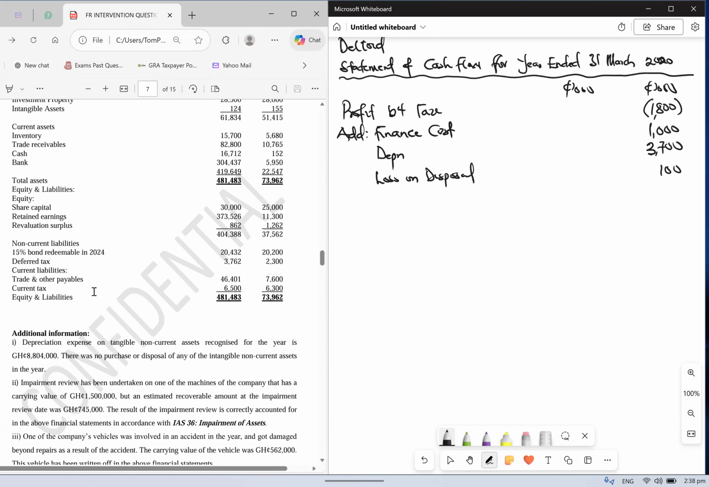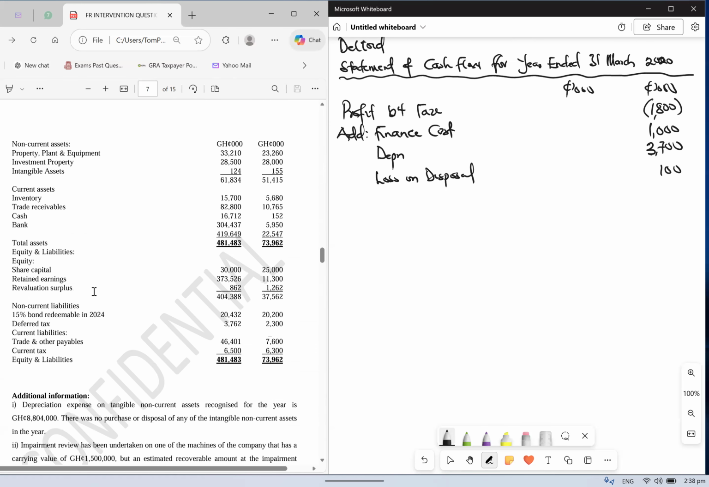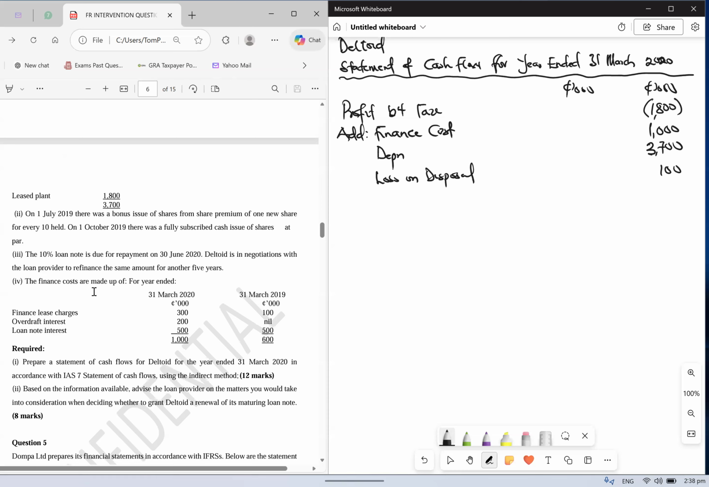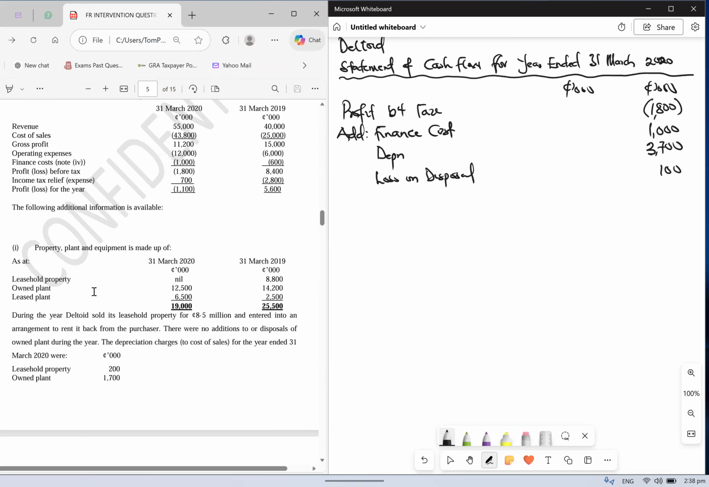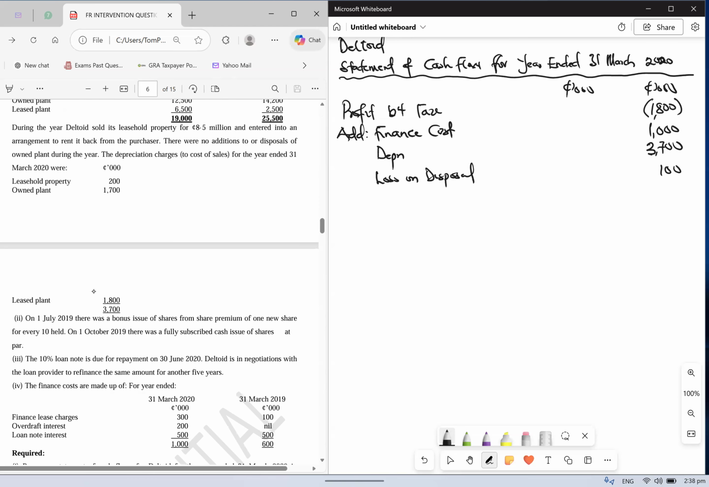Sorry, please, where did you get the 8,600? It's cost minus depreciation. This is the cost of the item that was disposed, and this is its depreciation, leasehold property. I think we used it even when we were doing the earlier workings.